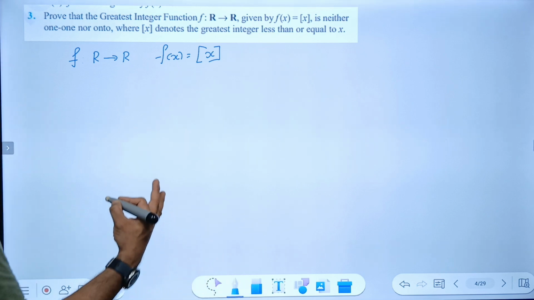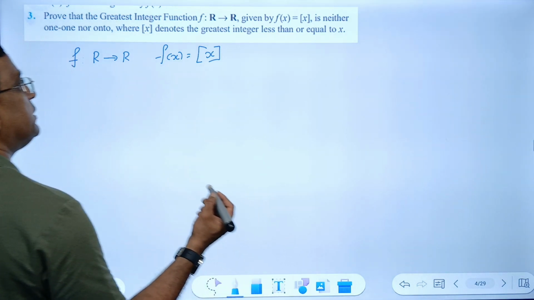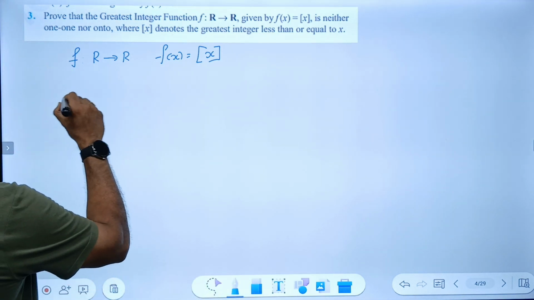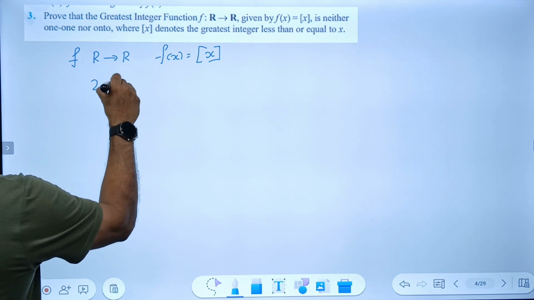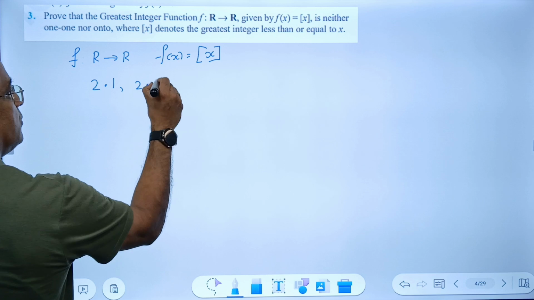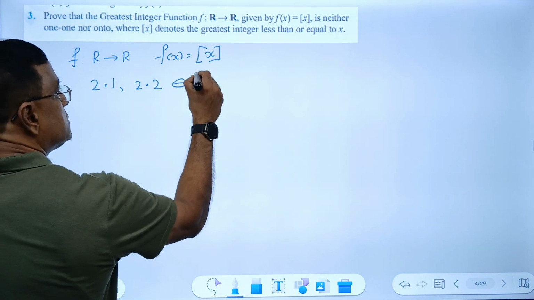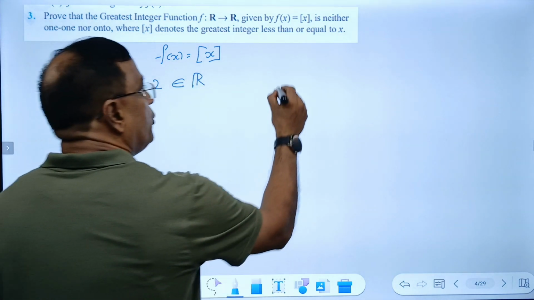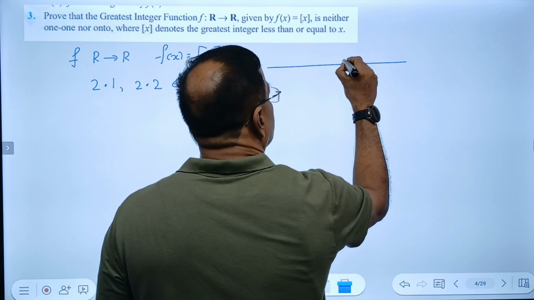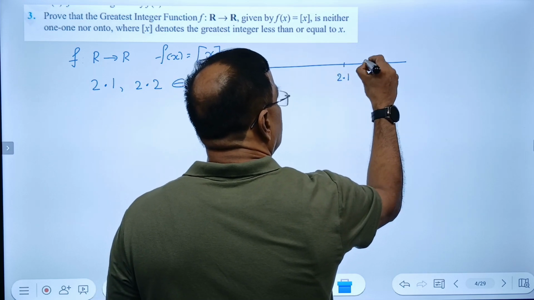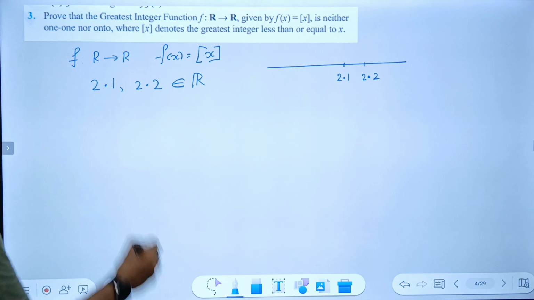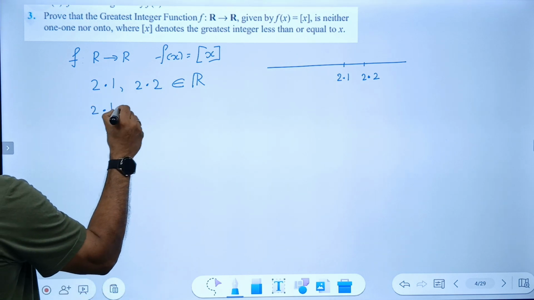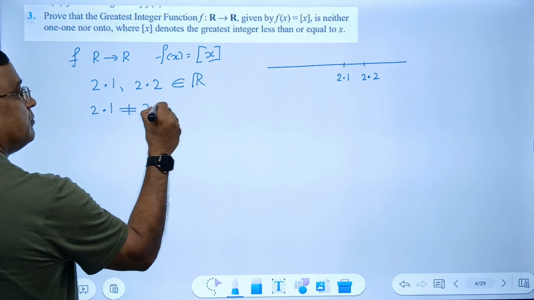Very, very simple. You take two numbers. Say for example, I will take 2.1 and 2.2, which belong to real numbers. And you know definitely 2.1 is not equal to 2.2.